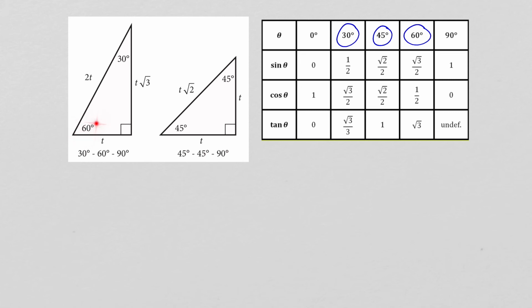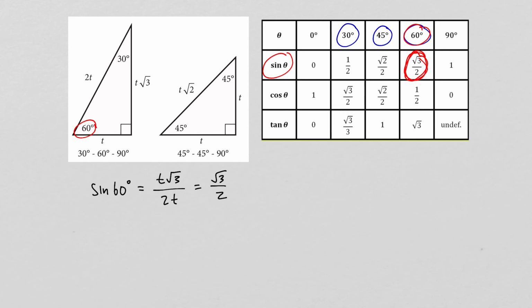Let's focus on the 60-degree angle. We know that sine of an angle is the opposite side divided by the hypotenuse. So the sine of 60 degrees is the opposite side, which is t radical 3, divided by the hypotenuse. By the way, the hypotenuse is not this side. It is 2t. And when you cancel the t, you get radical 3 over 2. And you can see that here in the table. The sine of 60 degrees is radical 3 over 2.